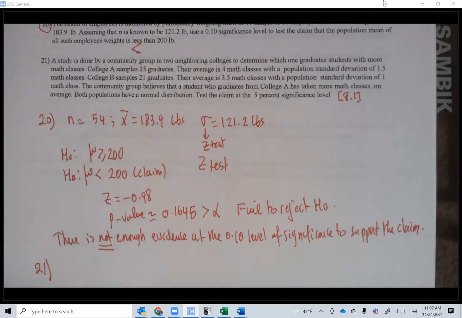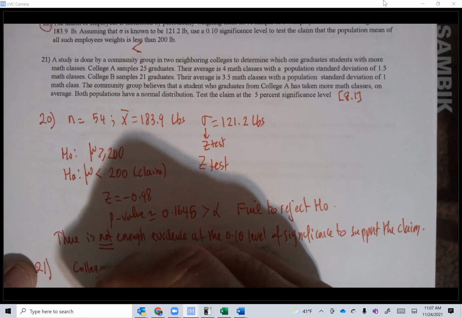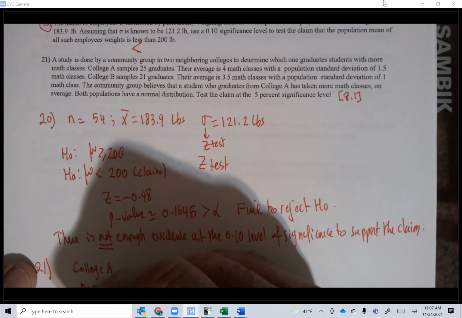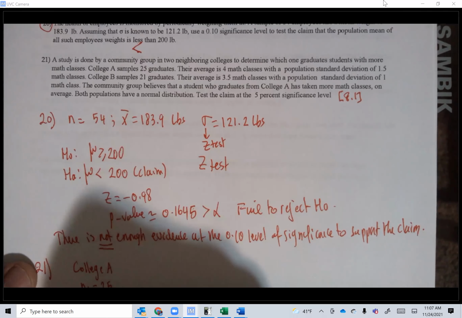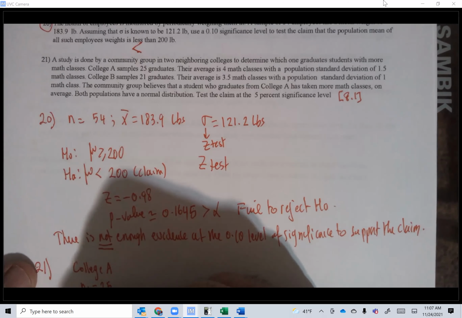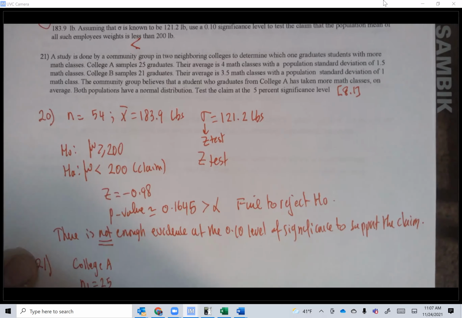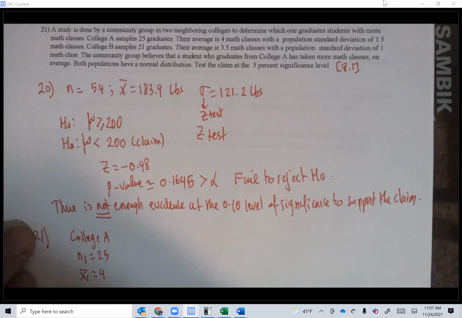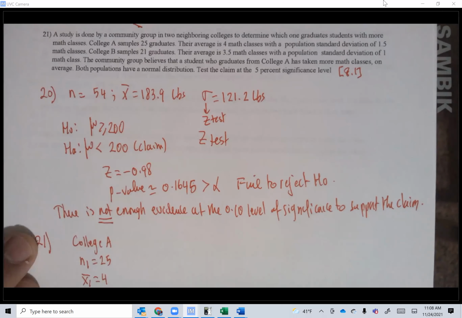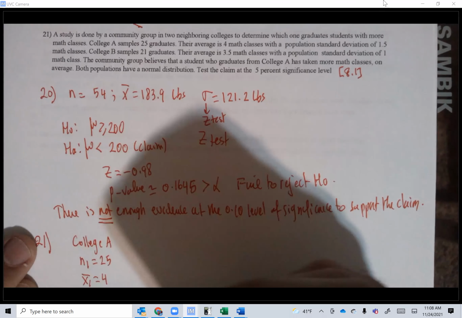College A samples, so A and B, college A, n1 is 25 students. Their average is 4 math classes, so x1 bar is 4. And you guys, can you read it? It says with a population standard deviation of 1.5, so it's a sigma 1. Once it says population, it's a z-test.